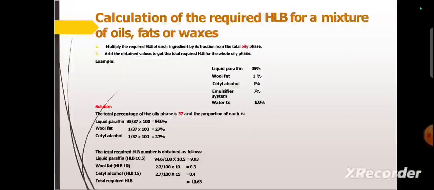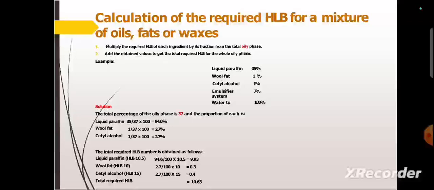Calculation of the required HLB for a mixture of oils and fats or waxes. Multiply the required HLB of each ingredient by its fraction of the total oily phase. Add the obtained values to get the total required HLB for the whole oil phase. For example, liquid paraffin is present at 35%, wool fat at 1%, cetyl alcohol at 1%, the emulsifier agent at 7%, and water to make 100%. So how do we calculate this?